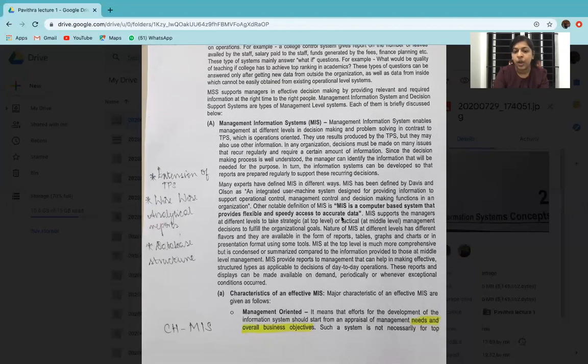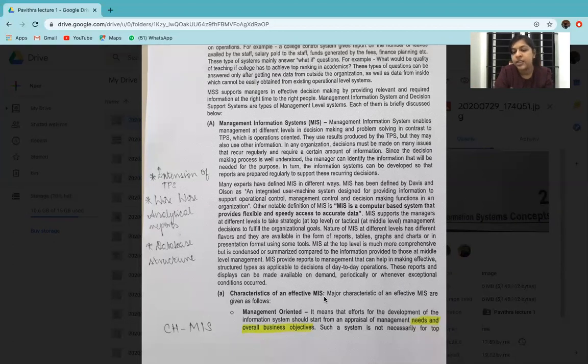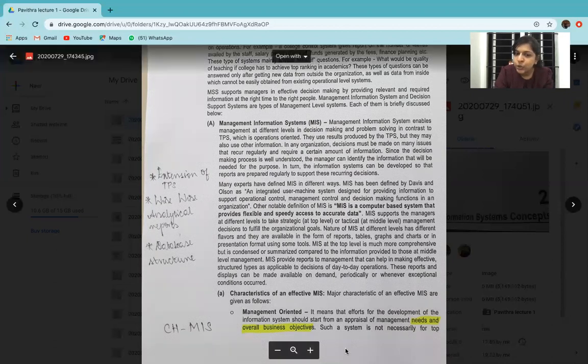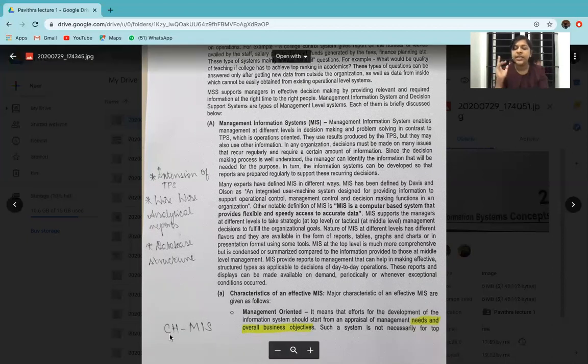Next is another important question which comes often: characteristics of an effective MIS. What are the characteristics of an effective MIS? We'll play with some mnemonics here. The answer to this question is right at the question itself, which is CHMIS. What are the characteristics of an effective MIS? The answer is CHMIS.